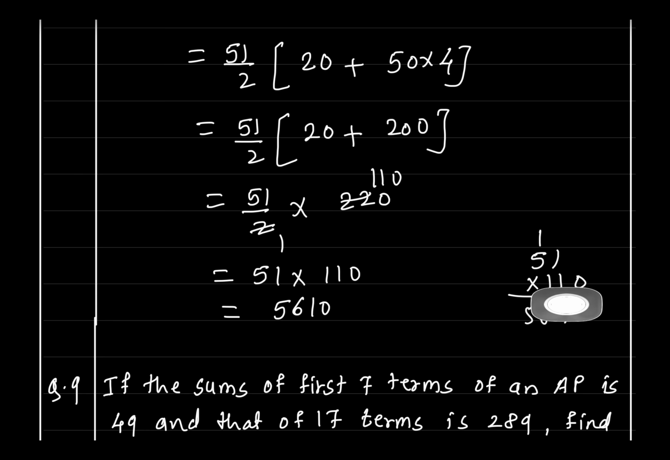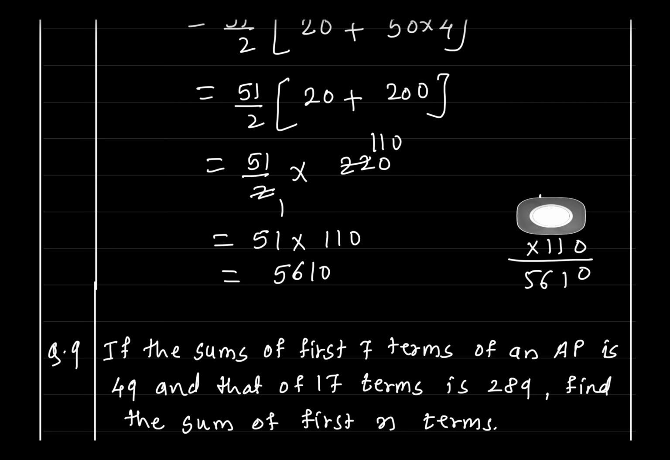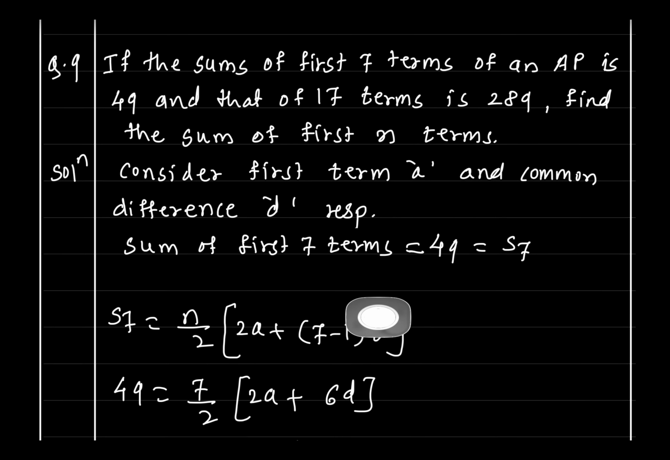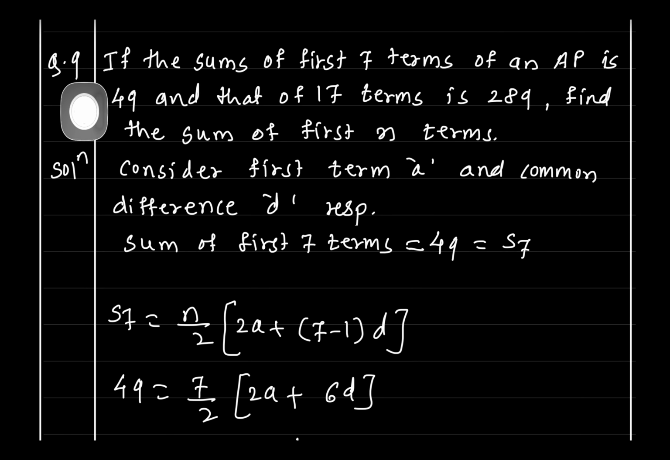See, so 1 into 1 is 1, 1 into 5 is 5, and here directly by 11 also you can do. 11 ones are 11, 1 is here, 1 is carry, 11 fives are 55, this plus 1 is 56. So 5610.